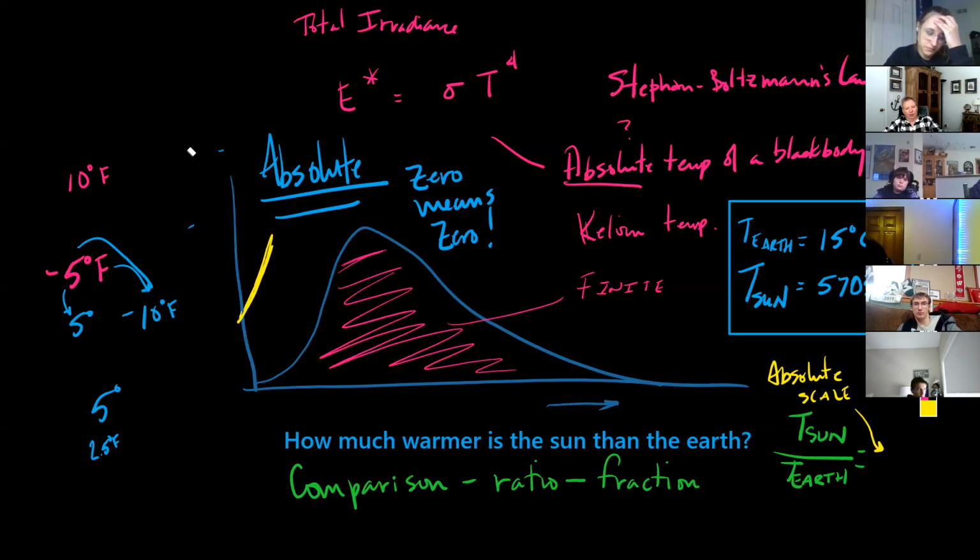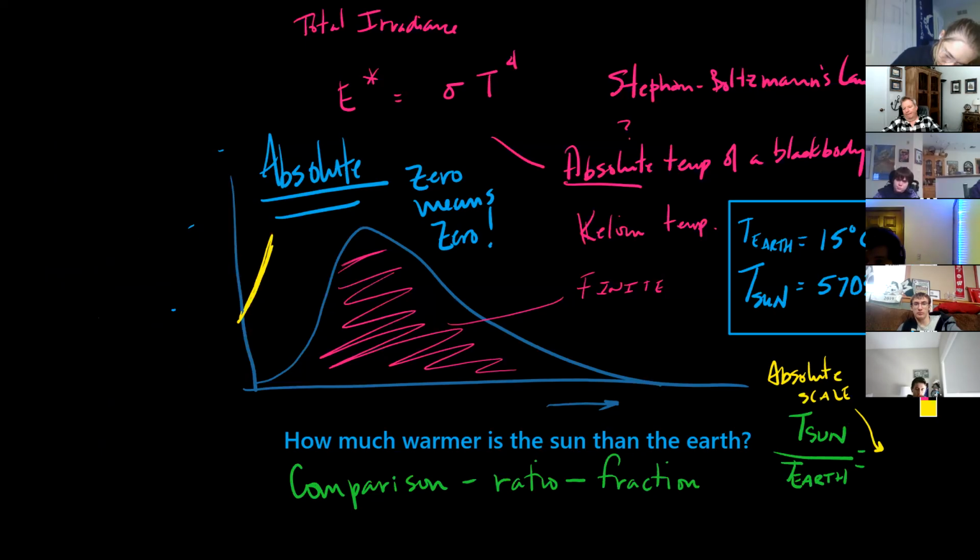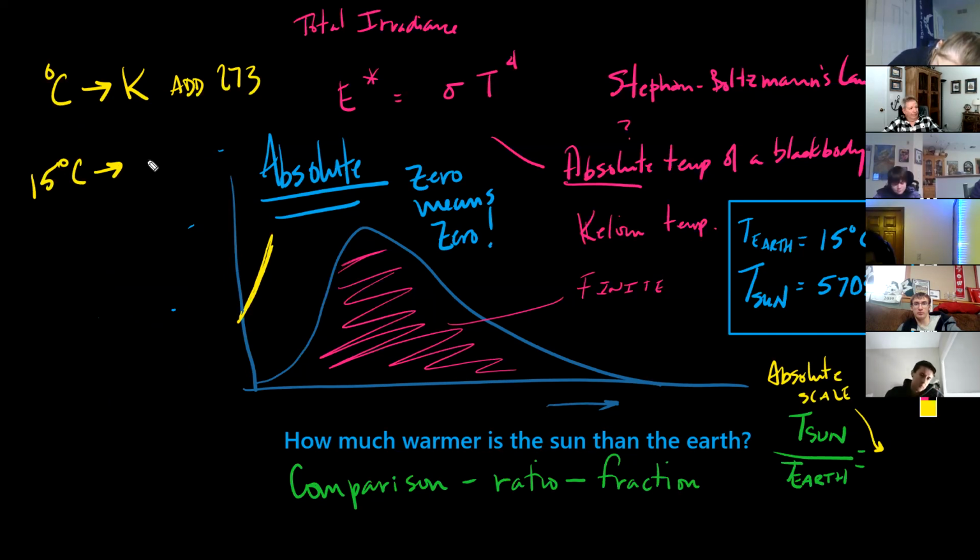Kelvin. So have we done temperature conversions yet? A long time ago we did. To go from degrees Celsius to Kelvin, you add 273. So 15 degrees Celsius is how much? 288 kelvins. And it's not degrees Kelvin because a Kelvin is a degree thing, so it's kelvins. The temperature of the sun is actually 5,780 kelvins.